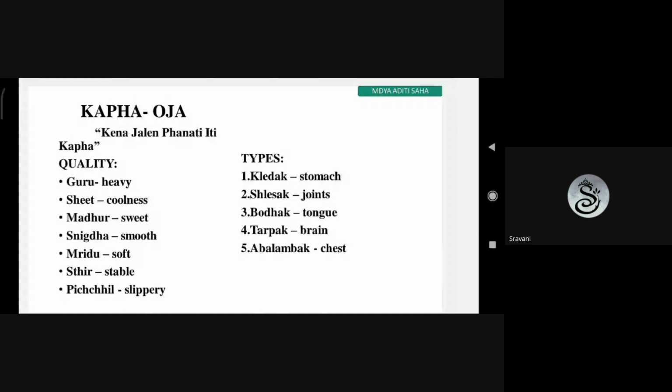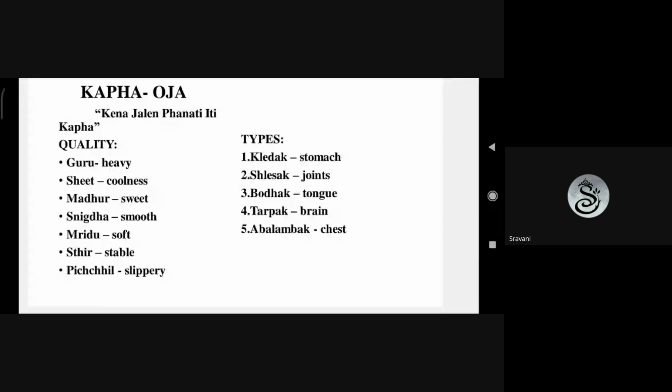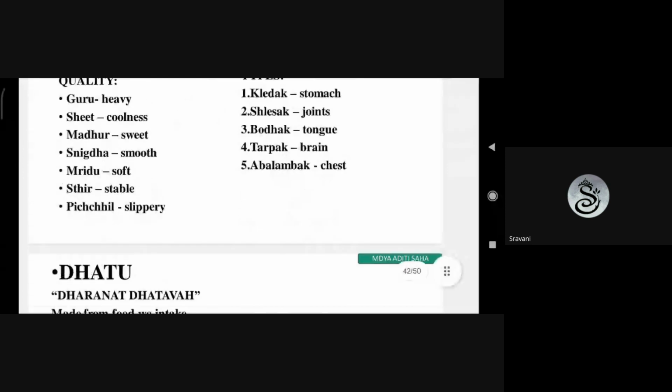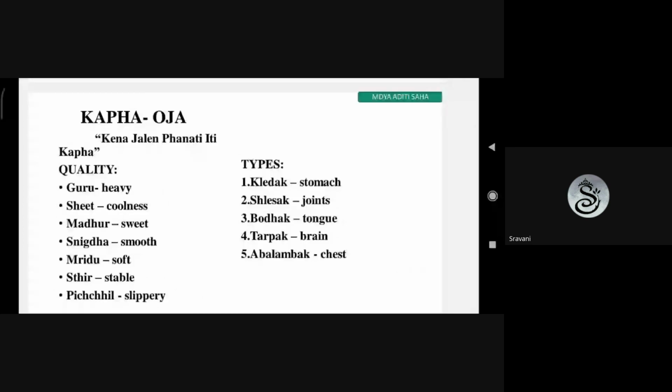Makes you feel the taste or texture or anything sensed by the tongue. So Bodhak Kapha resides in the tongue. Tarpak Kapha. Tarpak Kapha resides in the brain. And Avalambak. Avalambak resides in the chest. Okay. So these are the three doshas on which the whole concept of Ayurveda is based.